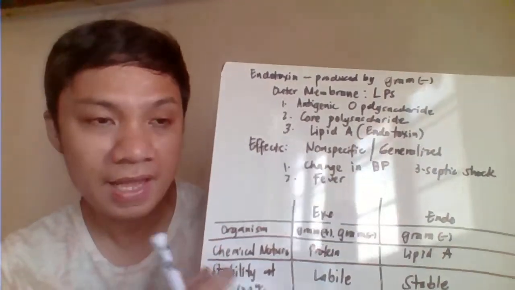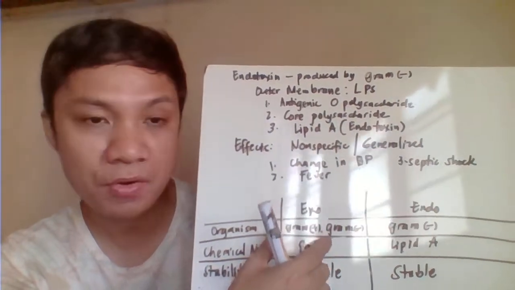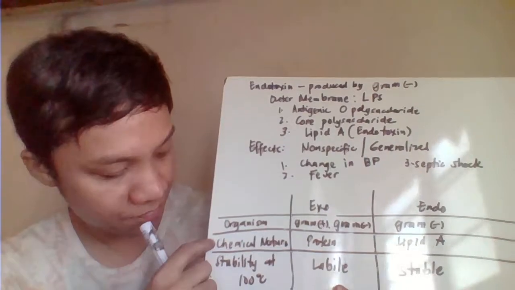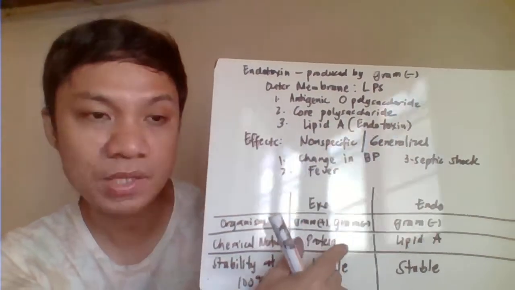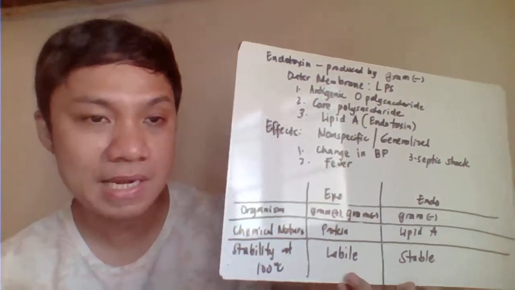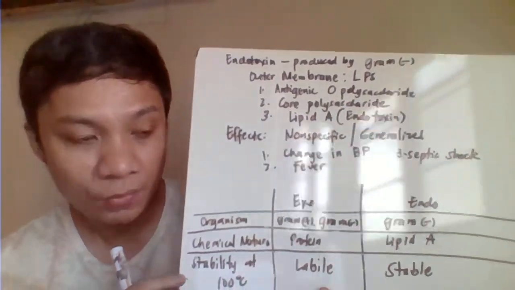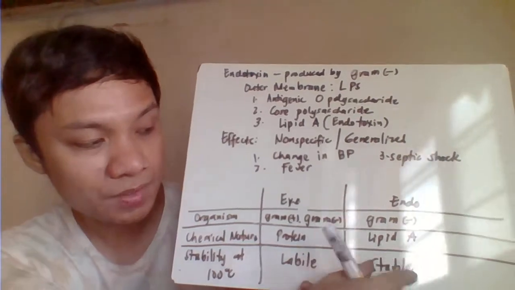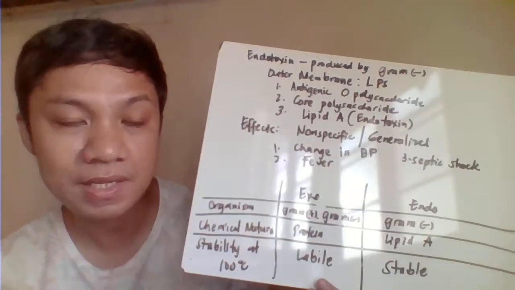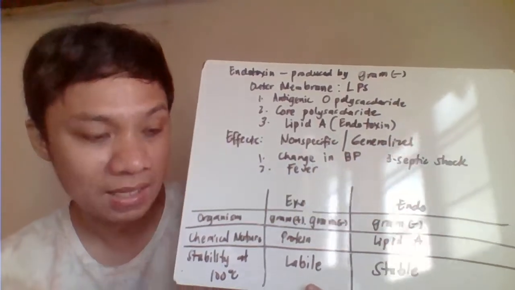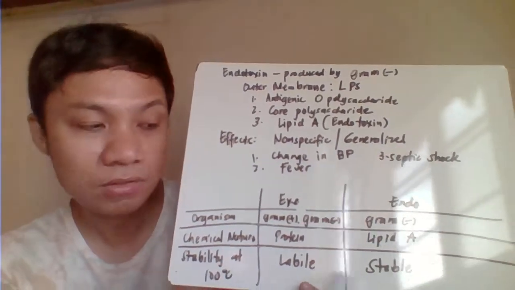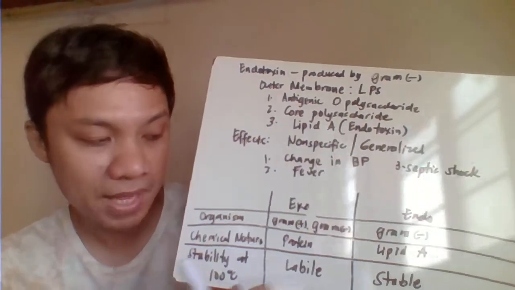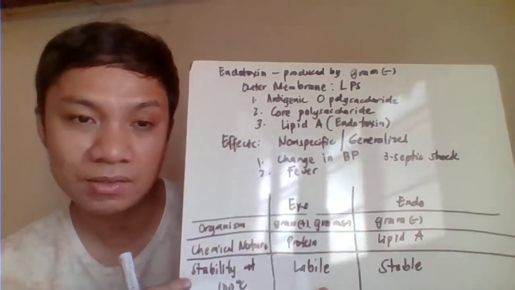Again, your exotoxin is produced by both gram-positive and gram-negative bacteria. Your endotoxin is only produced by gram-negative bacteria. Your exotoxin is protein by nature and your endotoxin is lipid A. We also have stability at 100 degrees Celsius. Endotoxin is much more stable. This means that if you subject it to heat at 100 degrees Celsius, your endotoxin will not be destroyed, whereas your exotoxin will be destroyed, making it heat labile.